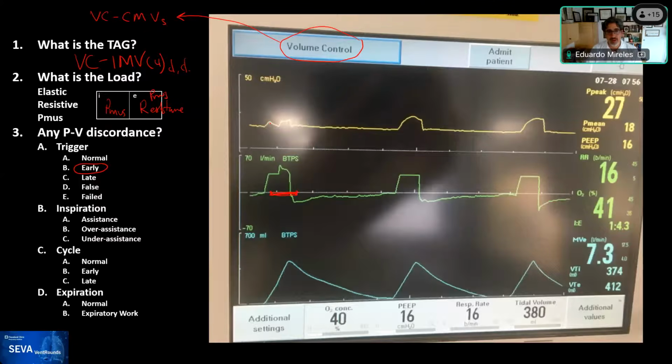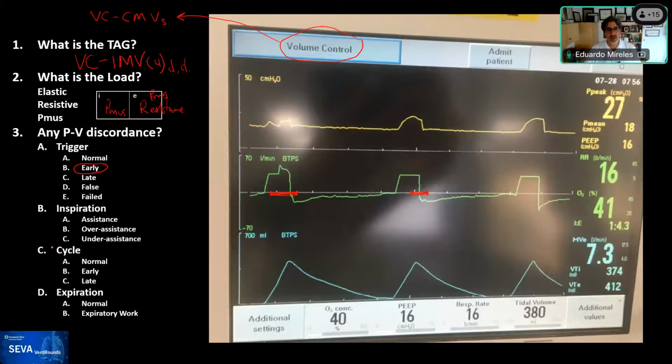And I know that because the pressure drops and then it opens the valve, right? On this one, I would say that the PMOS probably started around here and then it's around here. And I know that because the expiratory peak flow is gone. And the absence of the expiratory peak flow tells me that it went there. The last one, I don't see any evidence of PMOS.